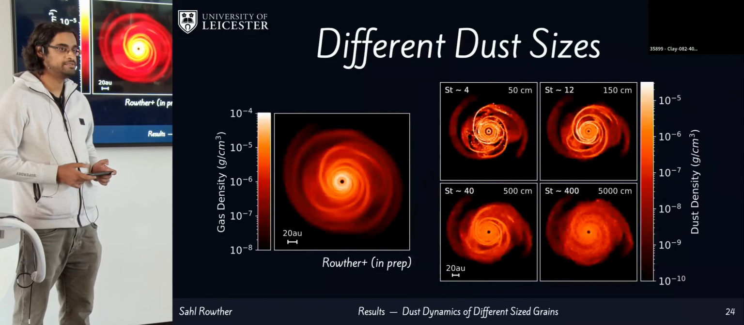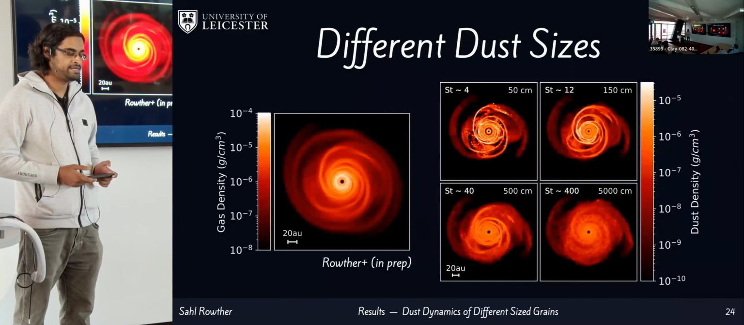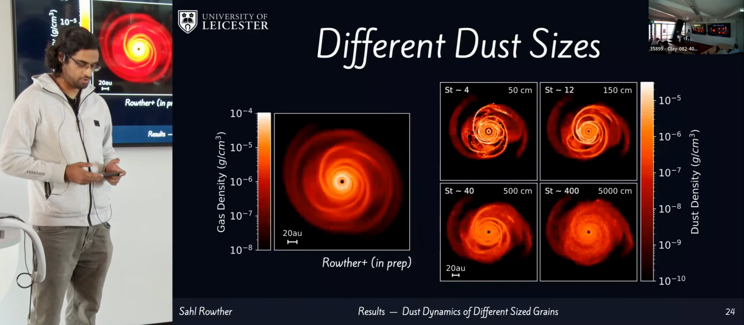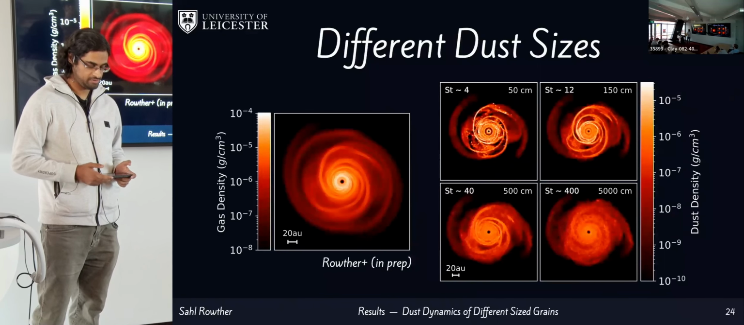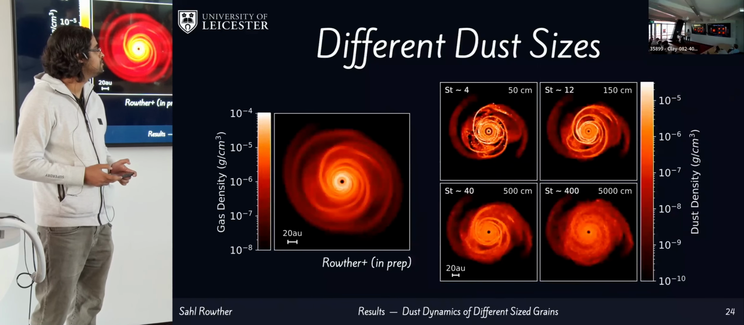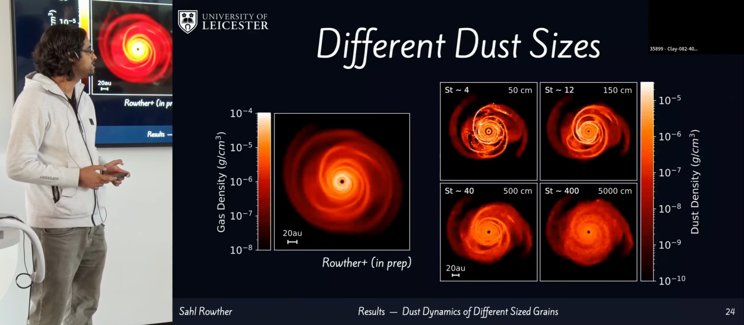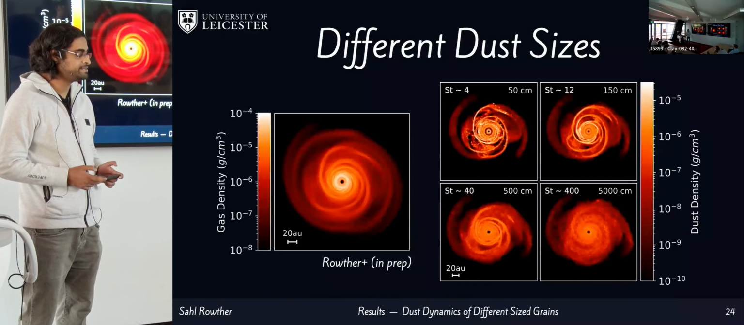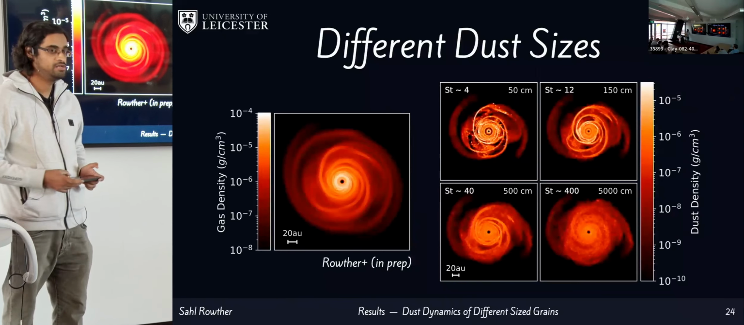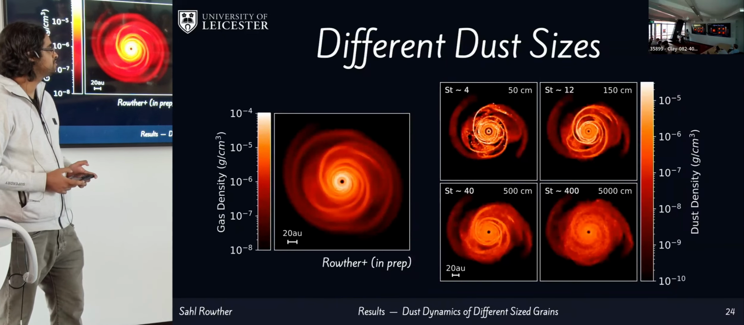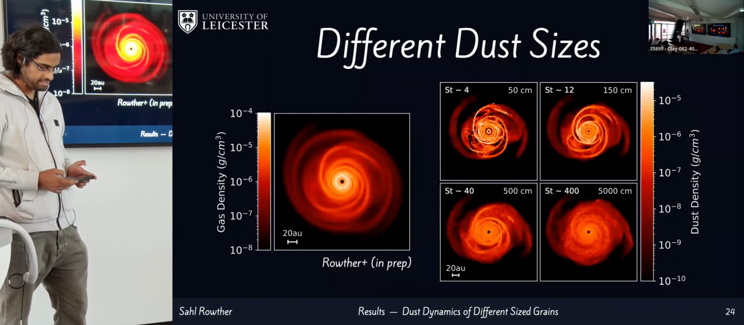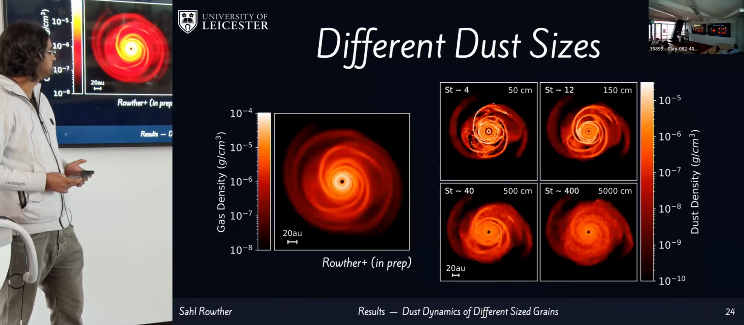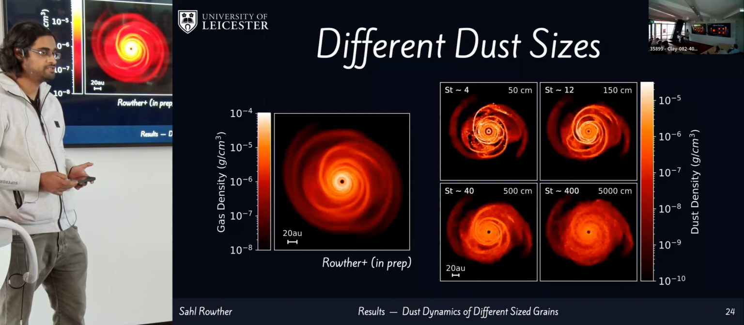So that was the reference simulations which all future simulations will be compared to. And so we start by looking at the role of drag using different size grains, and the grains range from 50 centimeters to 150 centimeters to 500, and finally 5,000 centimeters, and this corresponds to Stokes of about 4, 12, 40, and 400. And shown on the left is the gas density, and on the right is the dust densities for each of the 4 simulations.